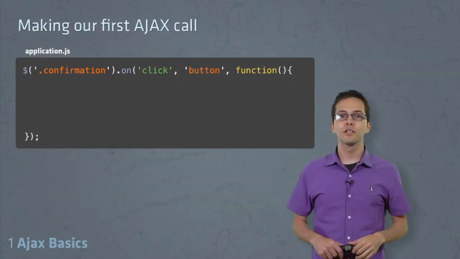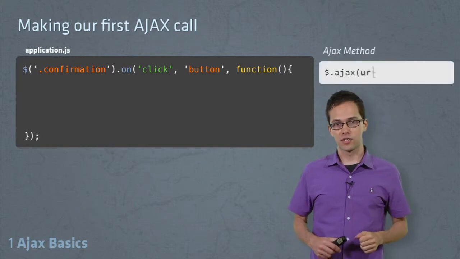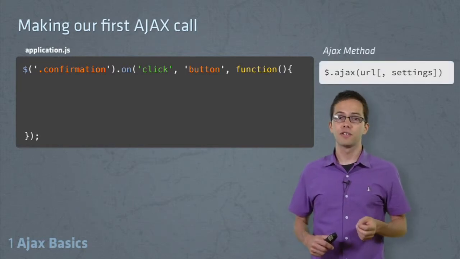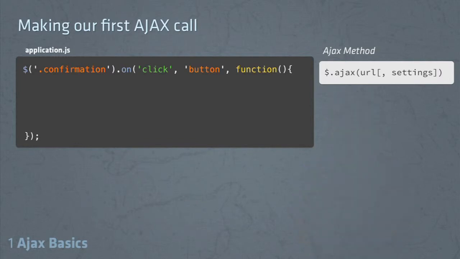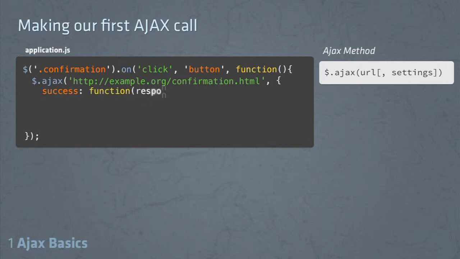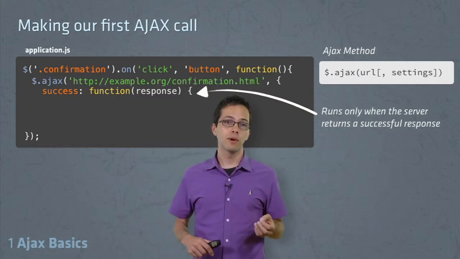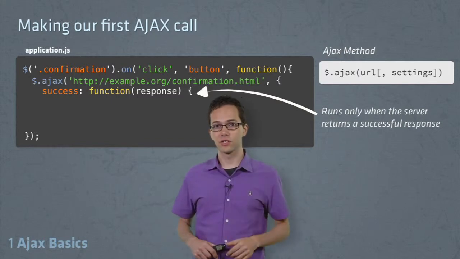To do this, we're going to use the jQuery Ajax function, which requires a URL and has optionally a bunch of other settings, which we'll get to. Here's our Ajax call, and here's the URL which we want to call, confirmation.html. Our second argument is a JavaScript object, which contains one option called success. This is where we tell our browser what to do if a response gets successfully returned to this call.